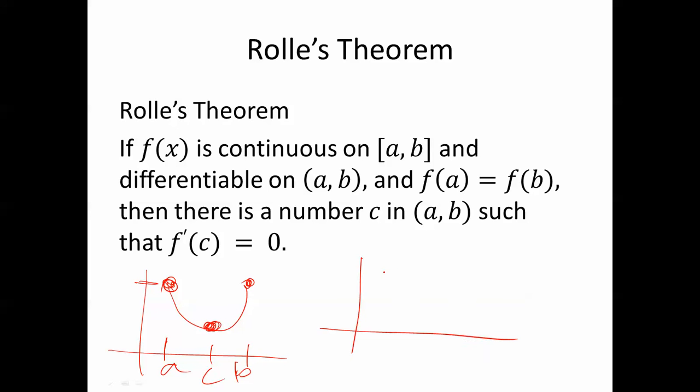Now you might actually have several places where the derivative is 0. So if this is a and this is b, and f of a equals f of b, here's one place, here's another place, here's another place. Those are all places where the derivative is 0. But as long as f of a equals f of b, you're guaranteed to have at least one spot.